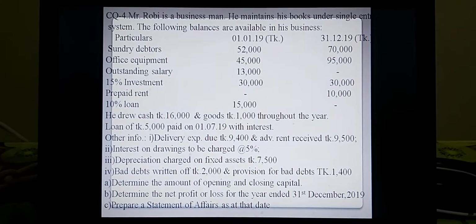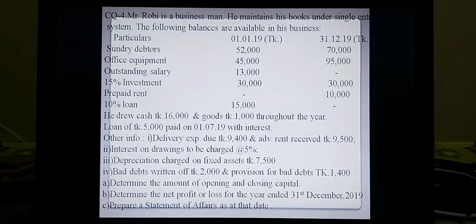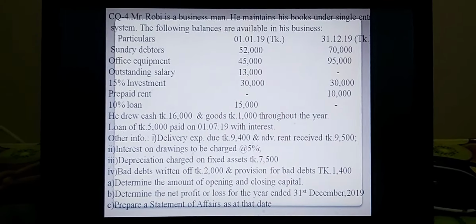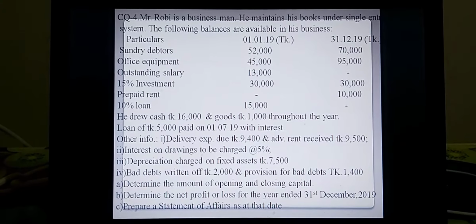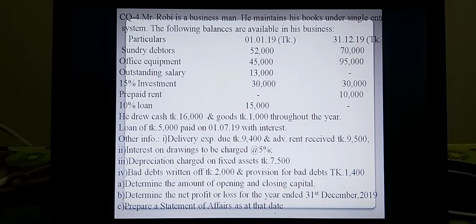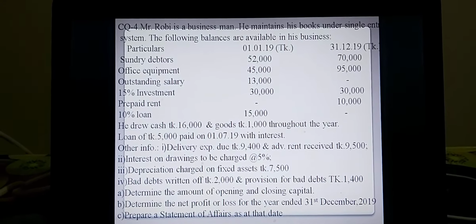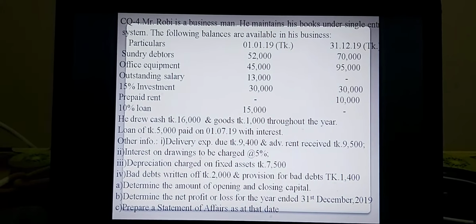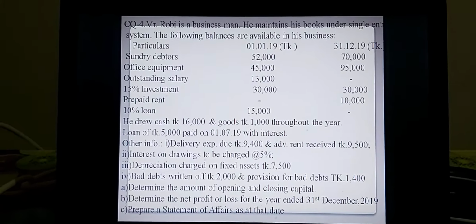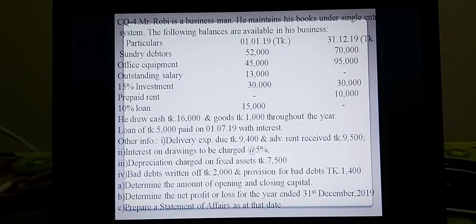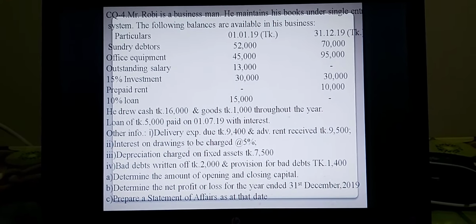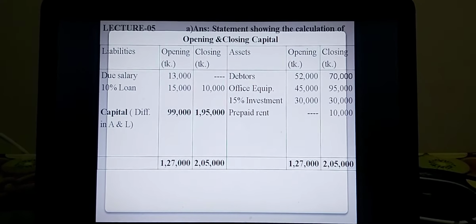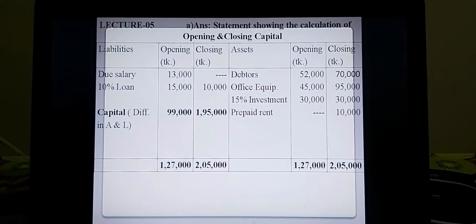Dear students, I think you have written the question in your accounting copy. At first, we have to solve requirement A, that is the opening and closing capital. You know, opening capital is equal to opening assets minus opening liabilities. Closing capital is equal to closing assets minus closing liabilities. So, now go for solving requirement A in the format. Answer A, statement showing the calculation of opening and closing capital.